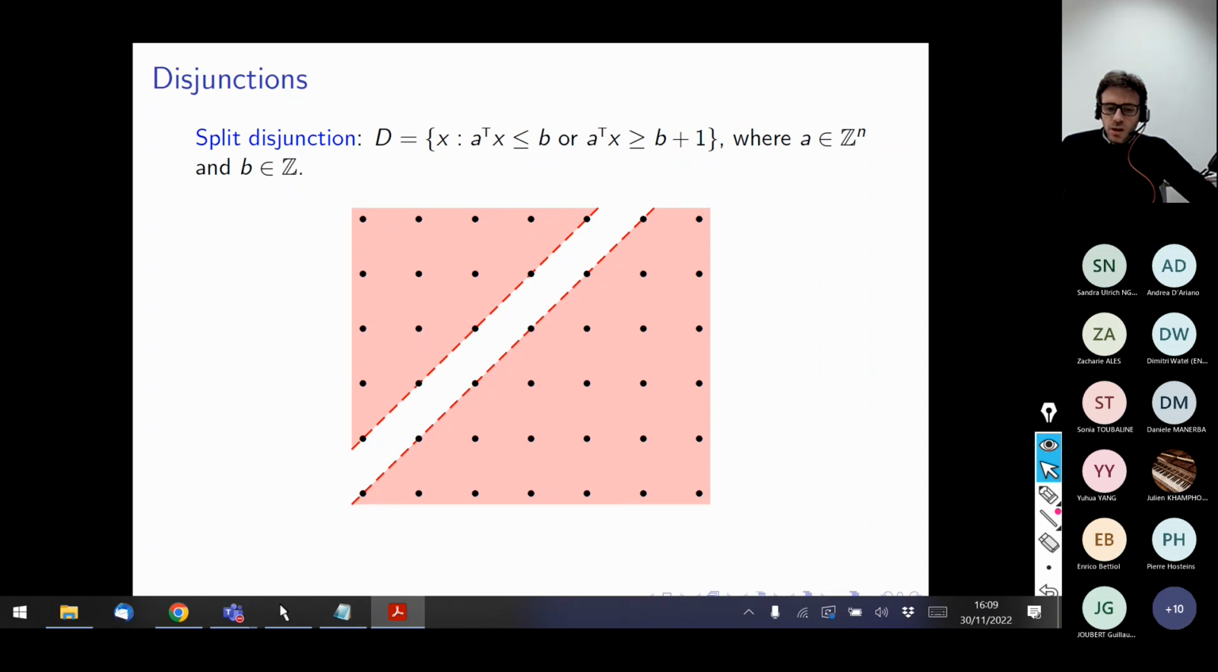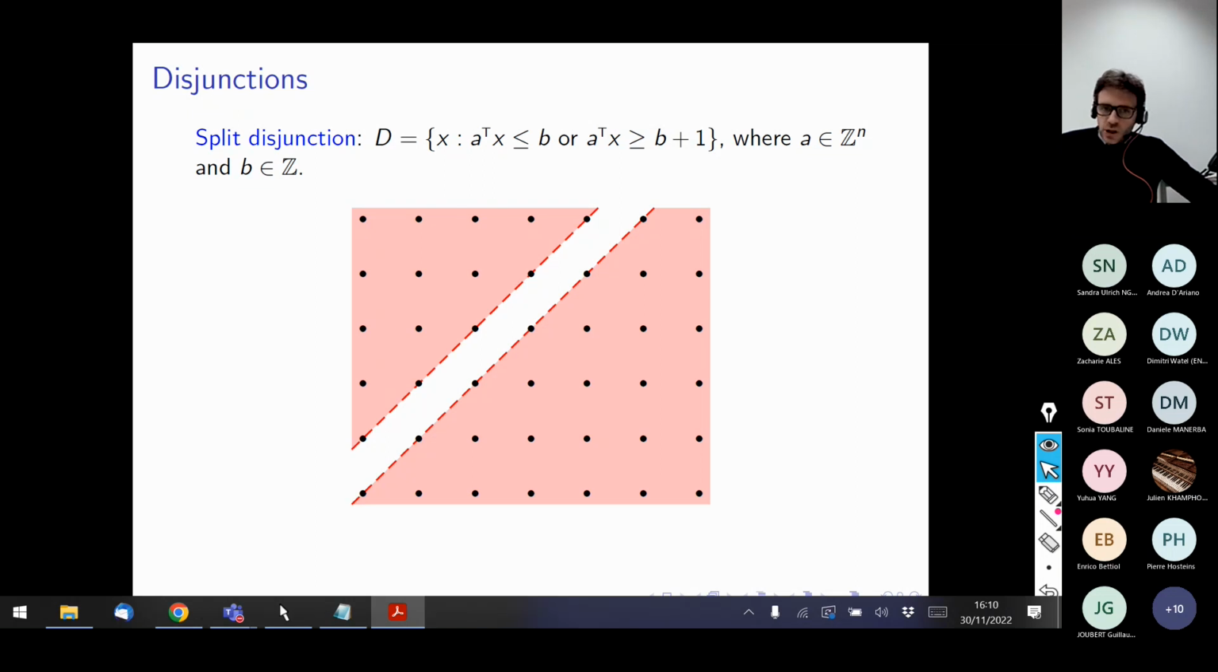Geometrically, you take two parallel hyperplanes and then you take the part which is not between them, where the hyperplanes are such that no integer point falls between them. Algebraically, you just have an inequality ax less than or equal to b, or ax greater than or equal to b plus 1, where a and b are both integer vectors and numbers. In principle, you could also split your set this way and still do branch and bound.